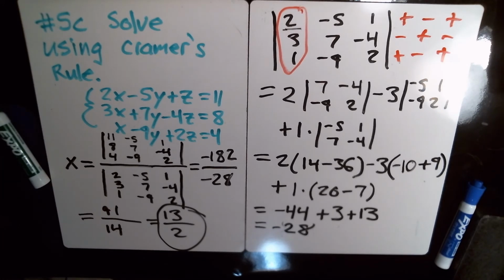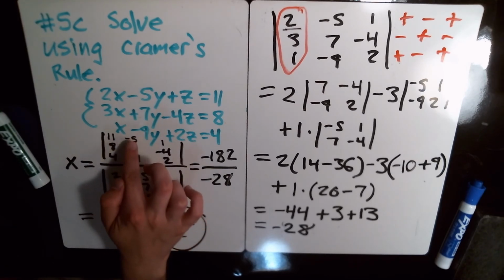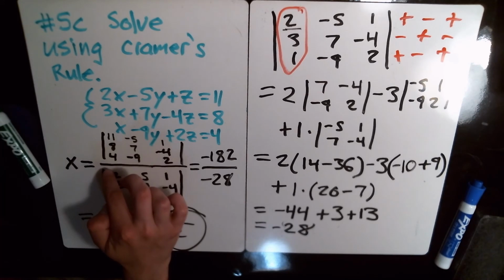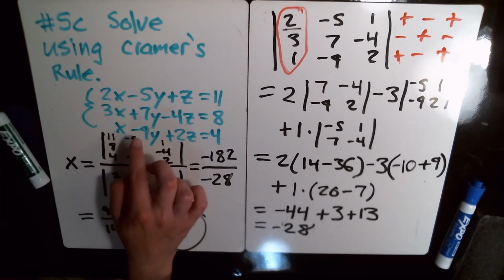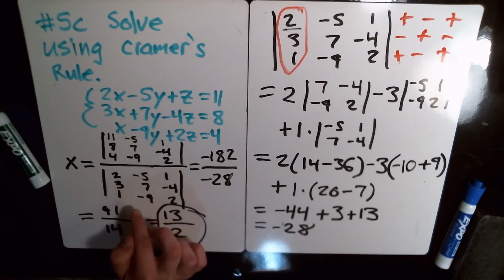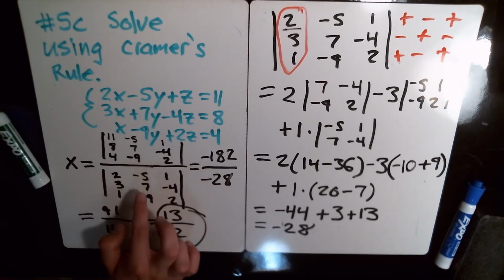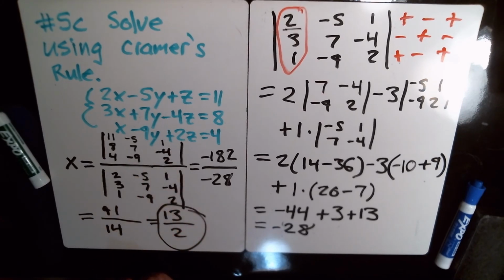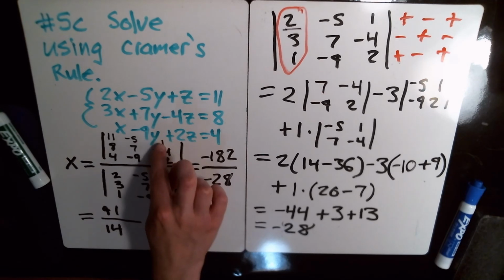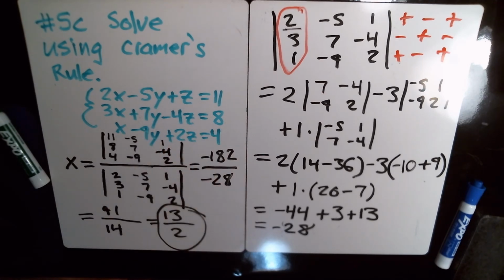I think you get the idea there. I don't think I'm going to go through y and z, but essentially you do the same thing, only instead of replacing the first column on the top with 11, 8, and 4, for y you're going to replace the middle column with 11, 8, and 4. And for z you would replace the third column with 11, 8, and 4. You can do as much of that as you need to get practice. Just make sure that you know how to use Cramer's rule.